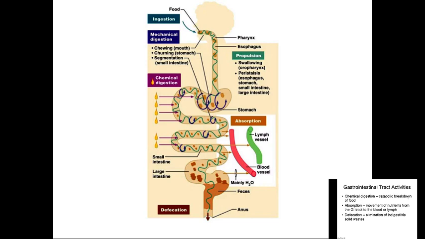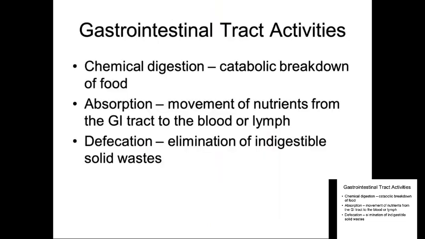So in the GI tract, you've got chemical digestion, which is catabolic breakdown of food. Then there's the absorption of the nutrients through the blood and lymph. And when we talk about lymph, sometimes it's referred to as the lacteals. In the lymph is where we have fat-soluble substances that are being absorbed, like vitamin A, vitamin D, vitamin E, vitamin K, and CoQ10, which is a coenzyme. It's not a vitamin, but CoQ10 is involved.